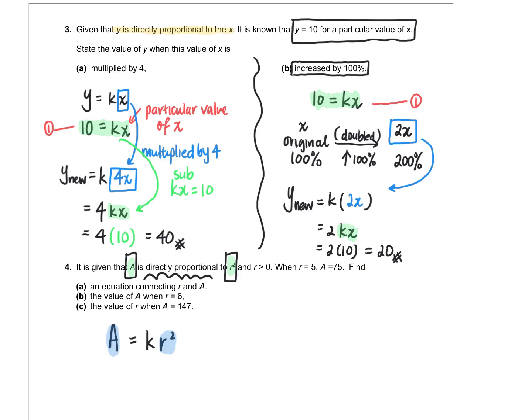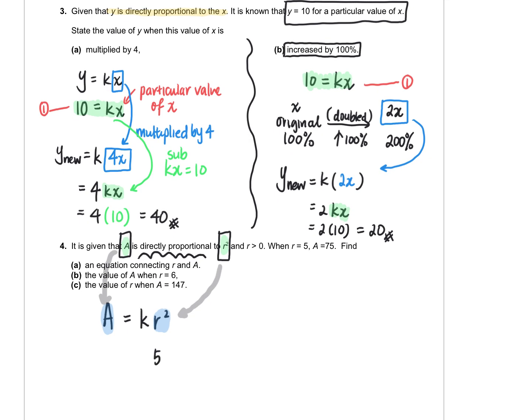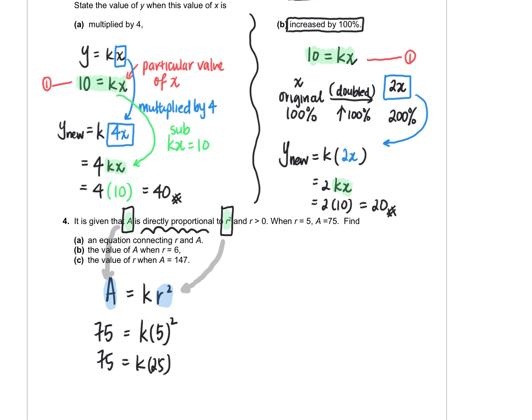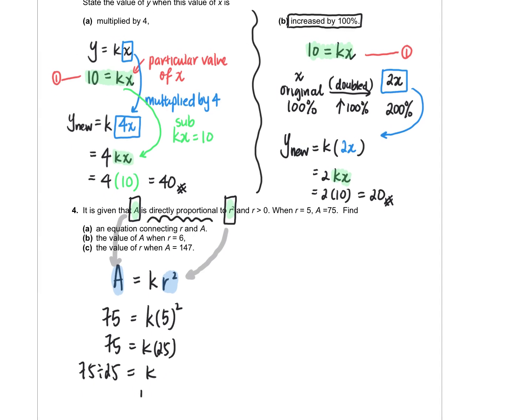They say P and Q cube, you also follow. They give you S and T cube, you also follow. Or square root T. Never mind, just follow through. Whatever they give you here, you just follow the direct proportion equation. So when R is 5, you sub in. When A is 75. So just solve normally. Everything else is the same. So K is 75 divided by 25. So K is just 3.